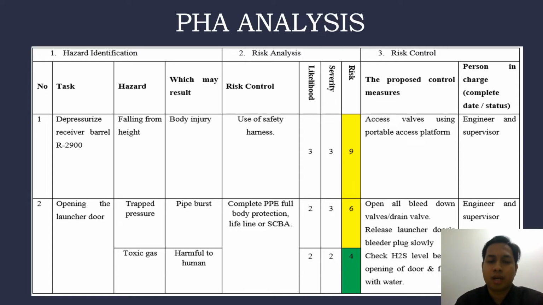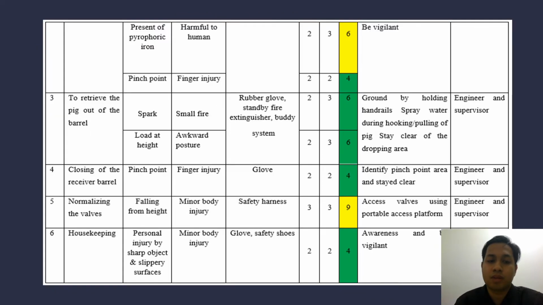From the HIREC form that has been shown, 4 medium risks and 6 low risks have been identified. As we can see, all the hazards have been identified to control the risk and also avoid accidents happening. From the HIREC form, the highest risk of the task is 9, which is depressurizing the receiver barrel and normalizing the valve. The lowest risk of the task is 4, which is housekeeping.